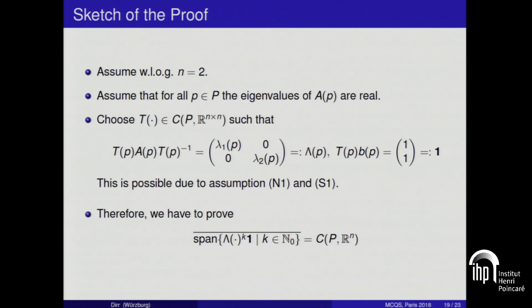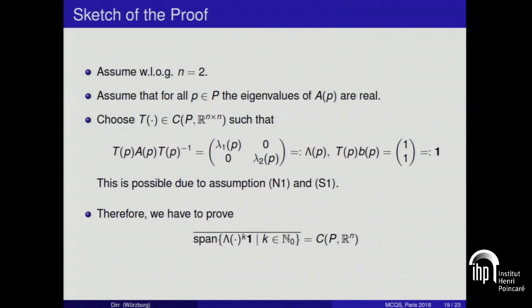First, let us restrict to the case that we have 2 by 2 matrices. The same arguments apply if we have n by n matrices. This is a heavy restriction, and I will comment on this later. First, let's assume that all eigenvalues of these real matrices are real. Then, due to assumptions N1 and S1, you can check, maybe by Kato or some other reference, that you can simultaneously diagonalize your system with a continuous transformation.